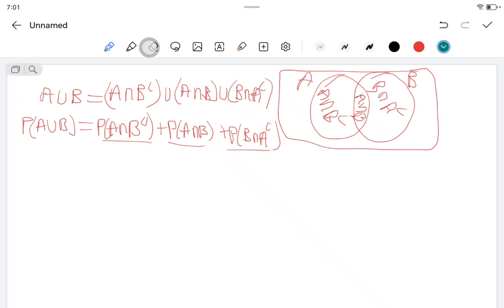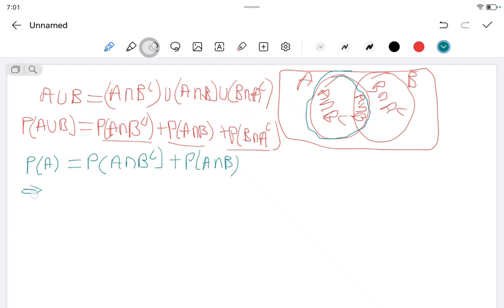If I'm looking for the probability of A and B complement, I can start with the probability of A. We know that the probability of A is given as the probability of A and B complement plus the probability of A and B. What I need here is the probability of A and B complement, so I can make that the subject of the formula. Then I'll have the probability of A minus the probability of A and B, if I take this to the other side.